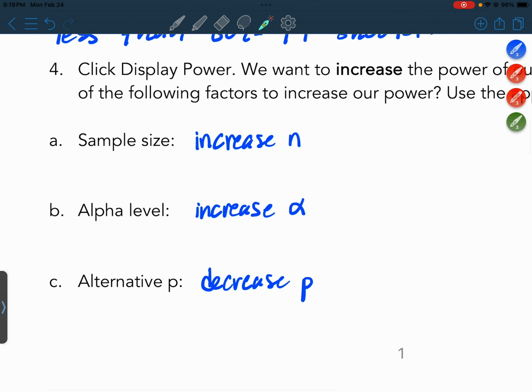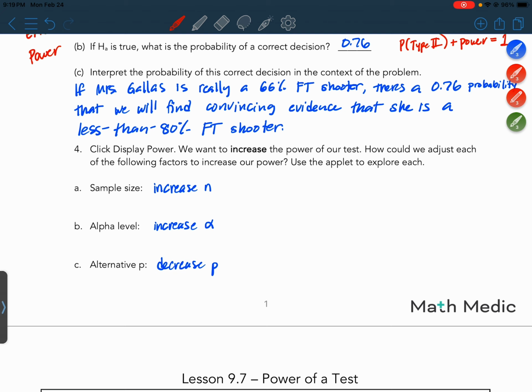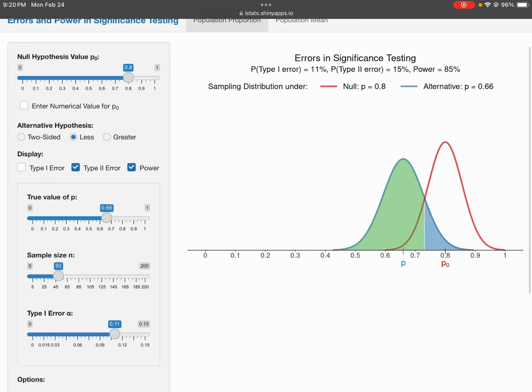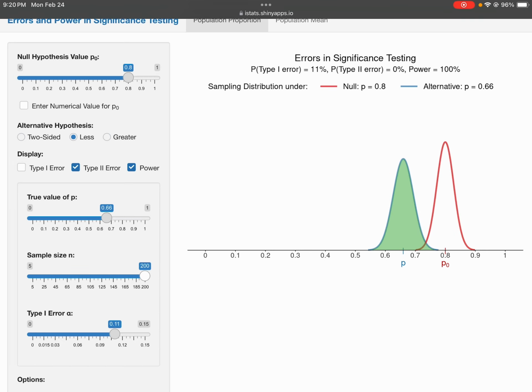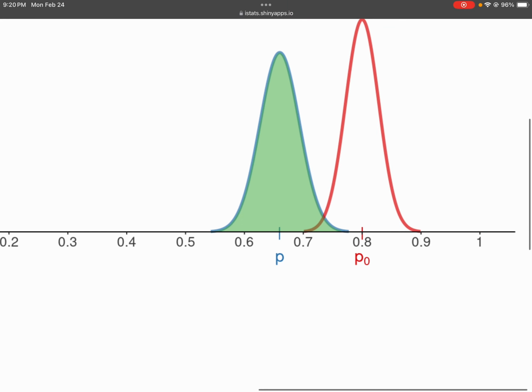So we either increase the sample size, increase the significance level, or decrease the alternative value. All of those led to more power. All right, so let's write some reasoning for each. Increasing the sample size, I don't know if you caught this, but look at the variability of the distributions when we go from 50 to say 200. They get a lot narrower. So the variability decreases, and now there's less overlap in their tails.